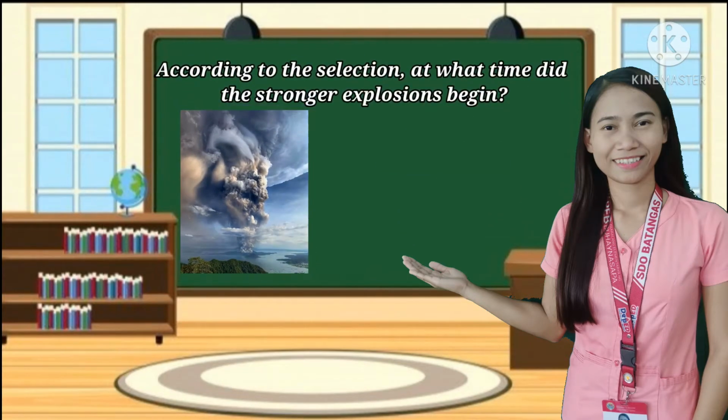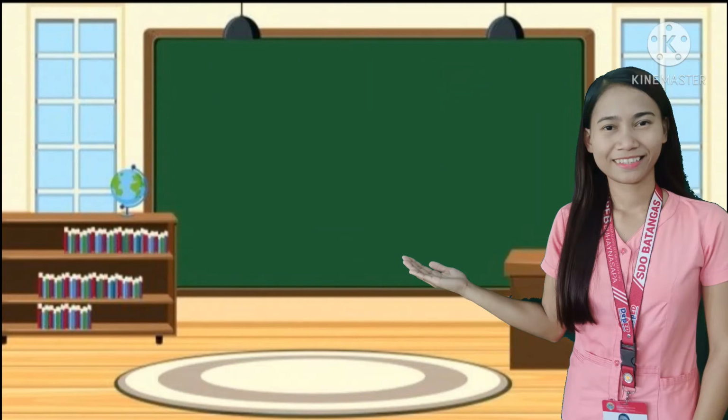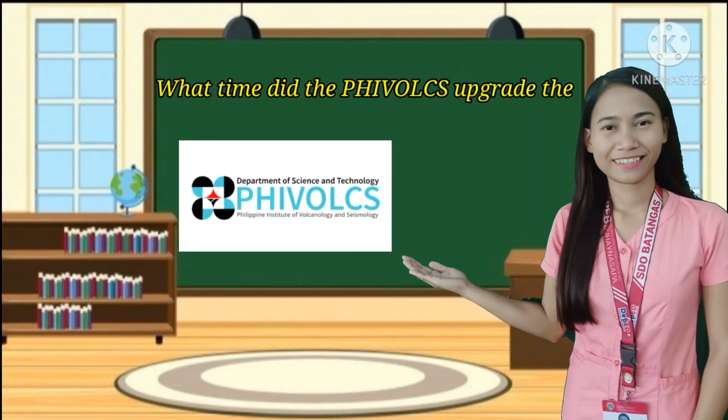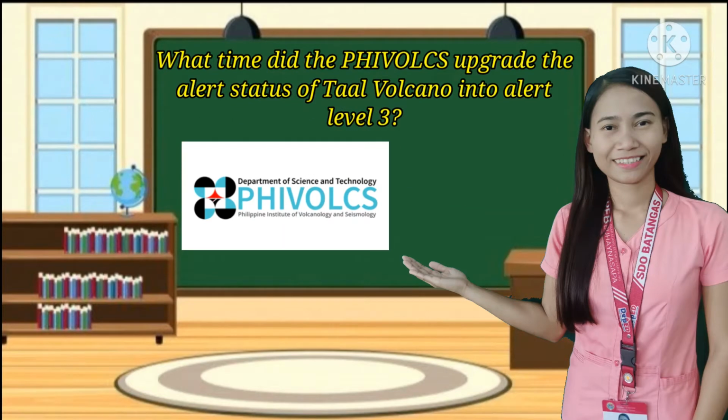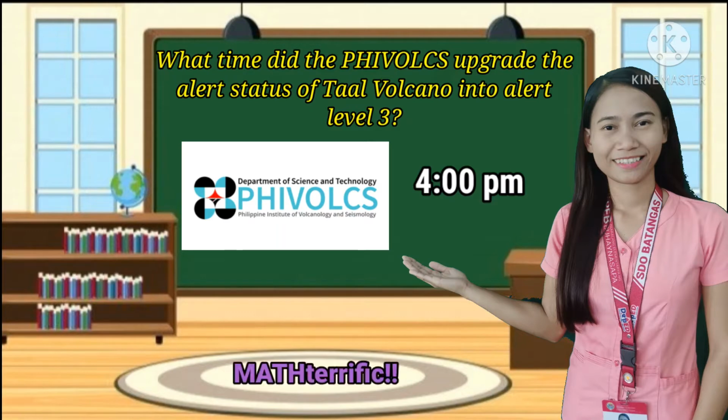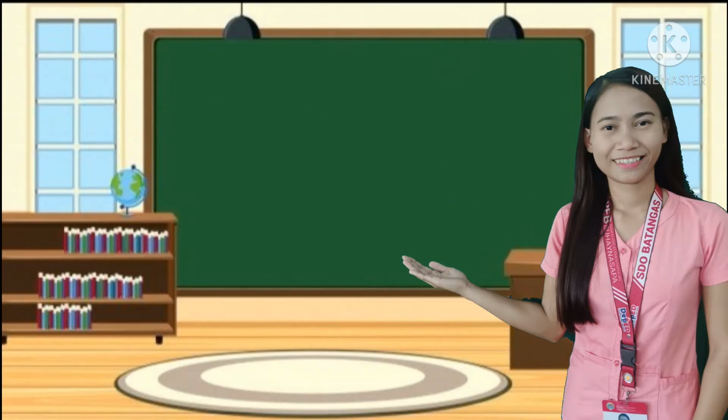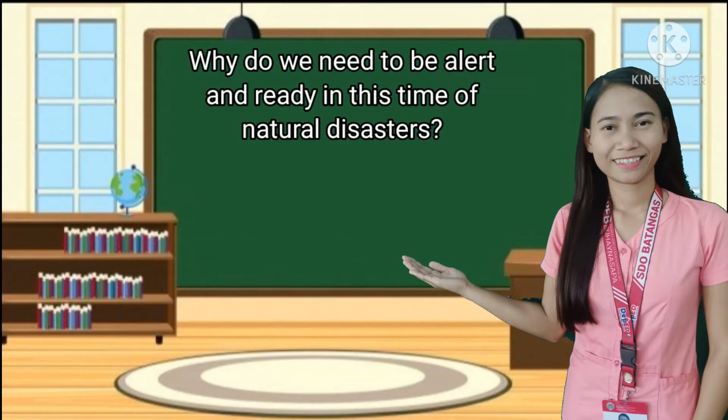Question number 6. According to the selection, at what time did the stronger explosions begin? If your answer is 3 o'clock p.m., you are magaling. For question number 7. What time did the PHIVOLCS upgrade the alert status of Taal into alert level 3? If your answer is 4 o'clock p.m., you are terrific. For question number 8, why do we need to be alert and ready in this time of natural disasters? One possible answer is for us to be safe.